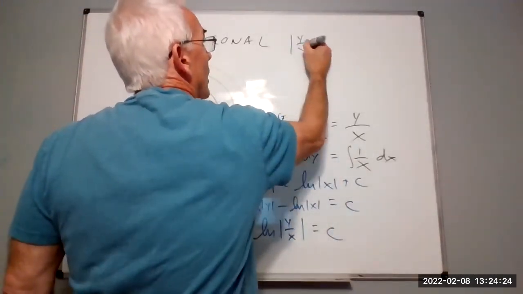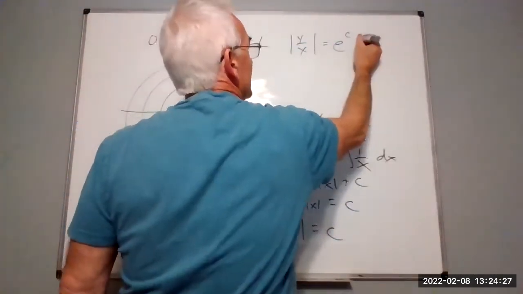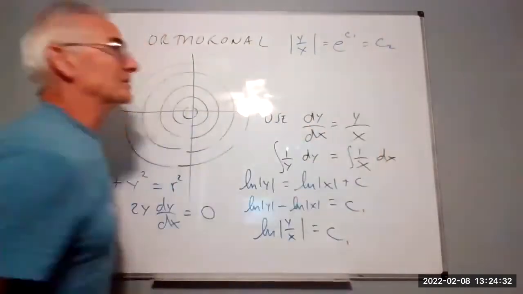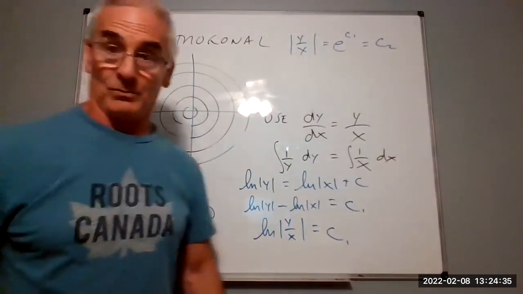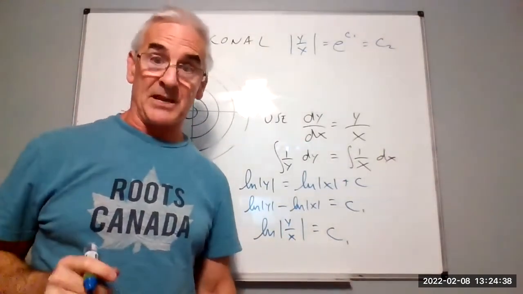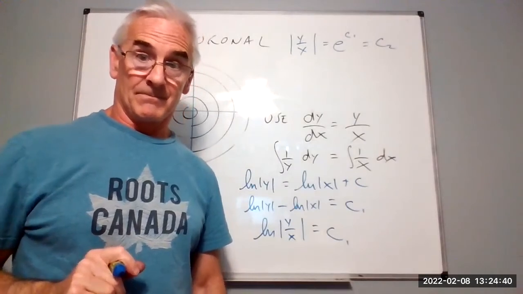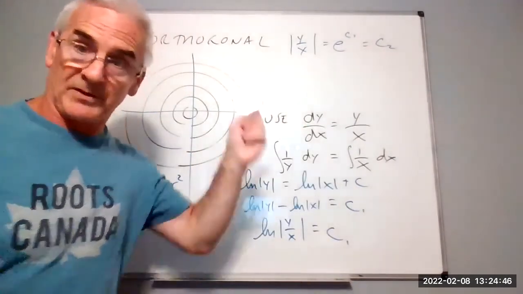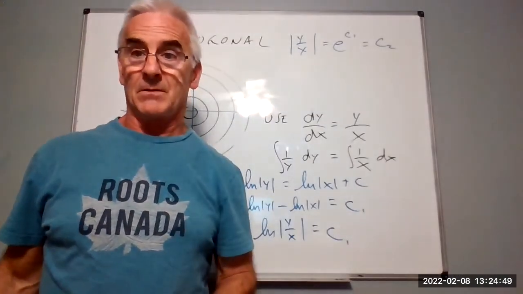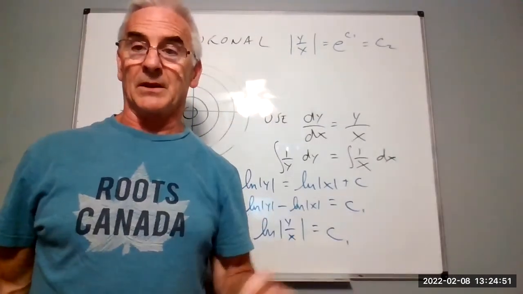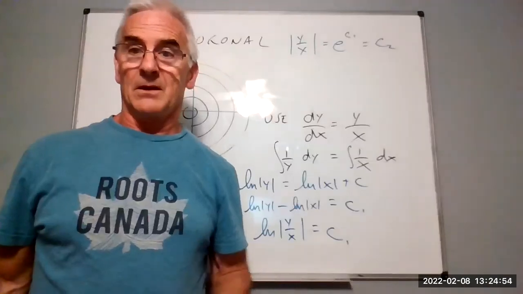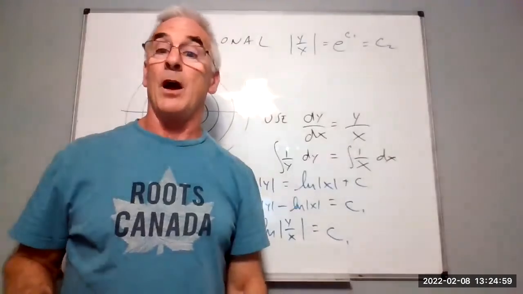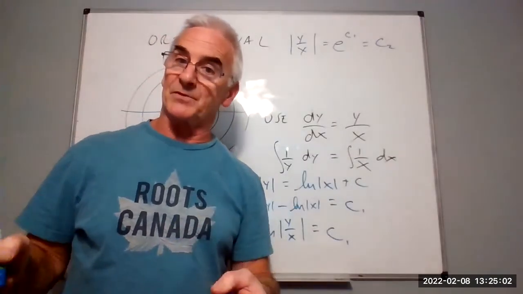The absolute value of y over x equals e to the c, let's call this c1, which is just some other arbitrary constant. Now, absolute value cannot be negative. Do you agree? But can the individual x's and y's be negative within the absolute value? Is there anything wrong with that? Can either the x or the y be negative inside the absolute value? Sure, because then when I take the absolute value, it makes it positive. Oh, but I want to remove the absolute value.